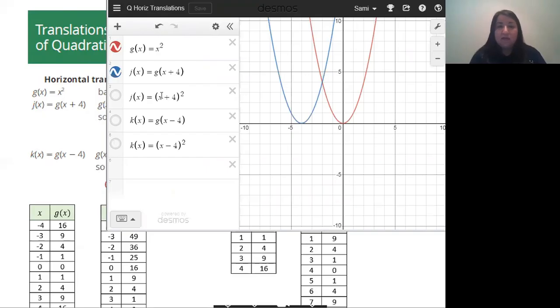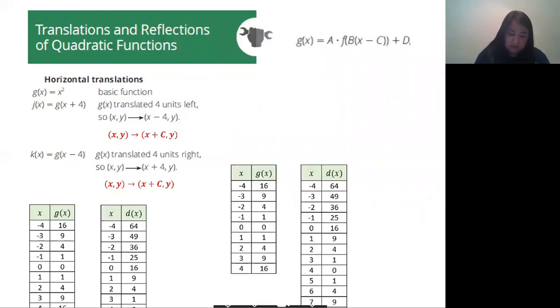I can rewrite that in terms of x squared, so that would be x plus 4, that quantity squared, and you can see it produces an equivalent function. So x minus 4, that's x minus c. Our c value is a positive 4. So this produces the shift right of 4 units. And I can rewrite that as x minus 4 squared, and that produces the same function. Okay, so our rules are here for us.